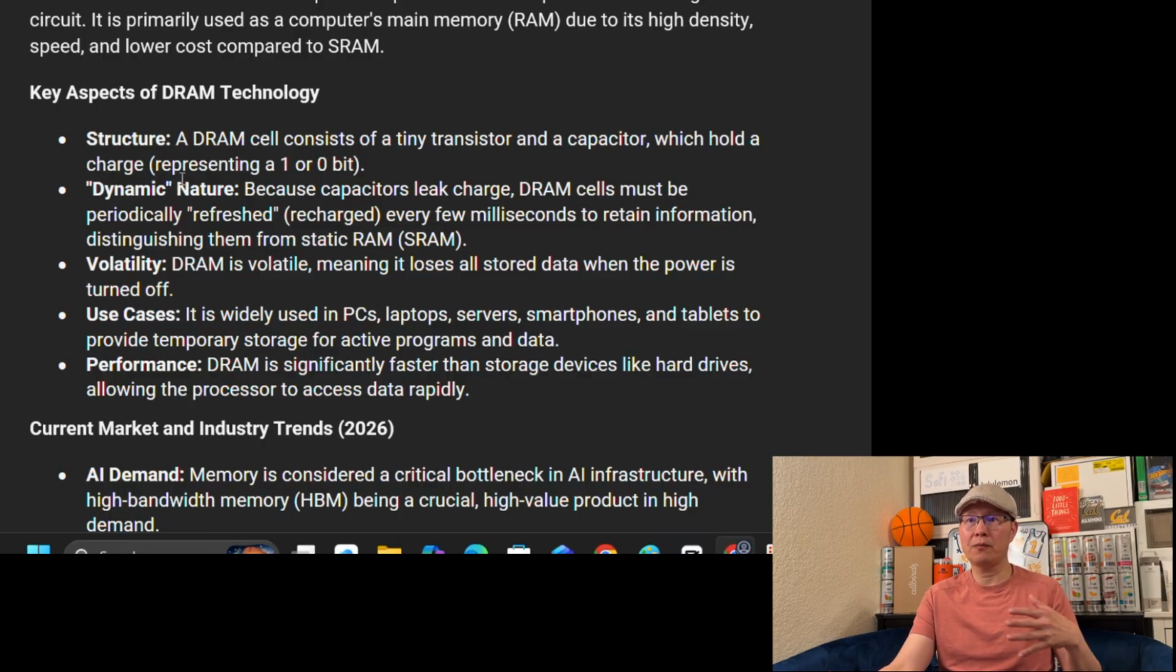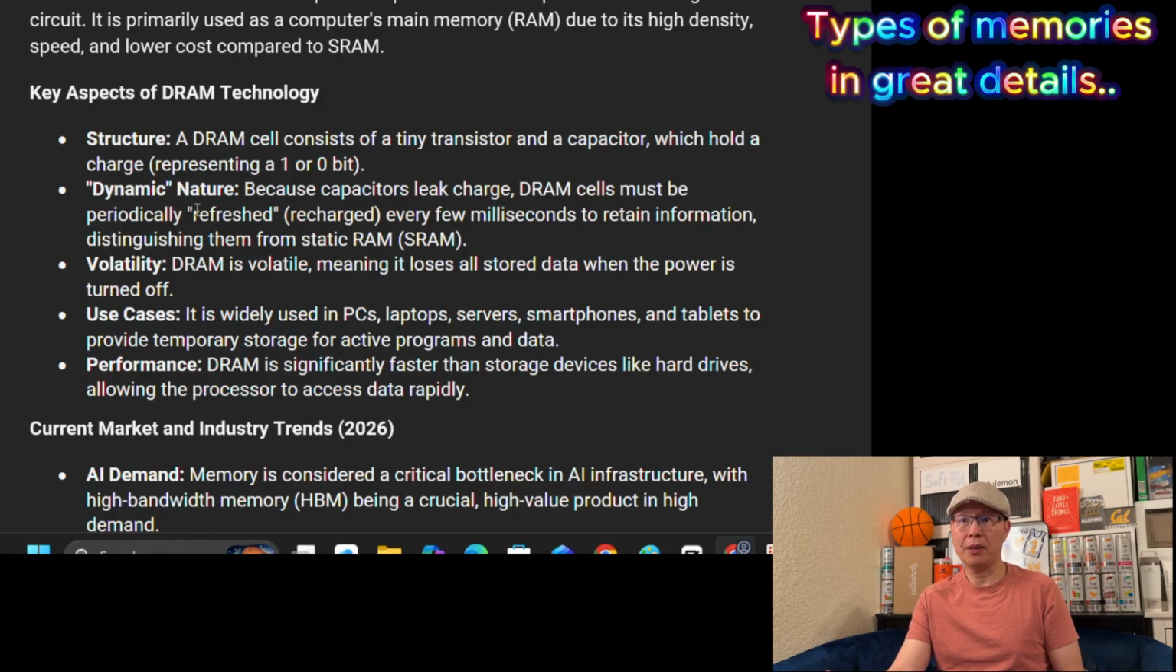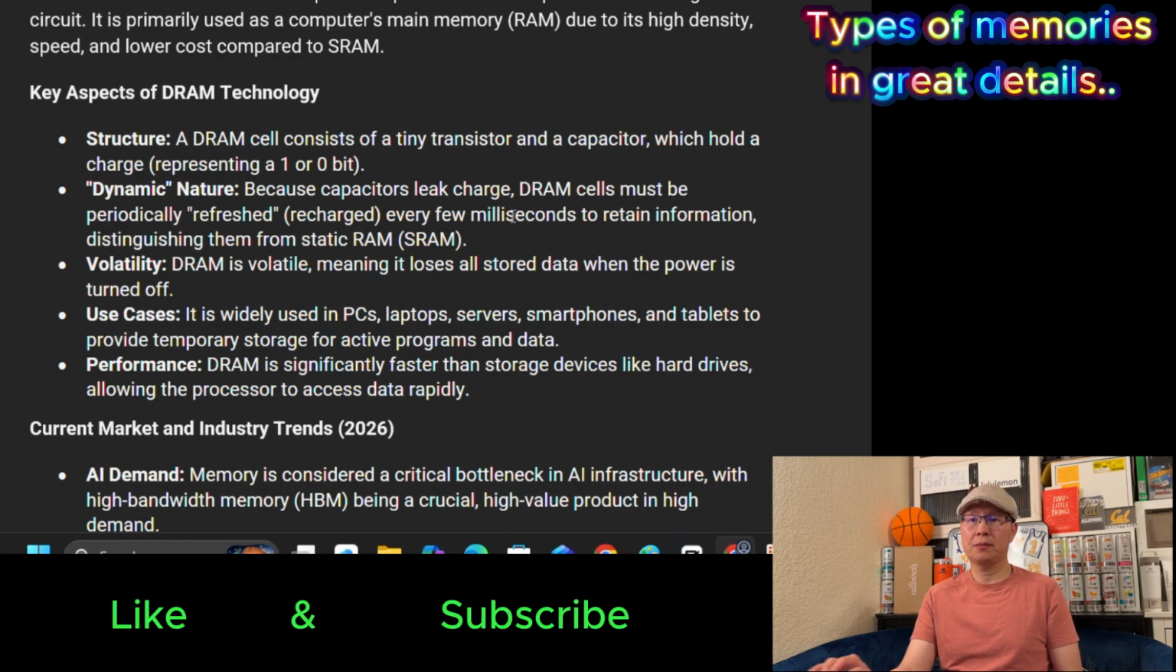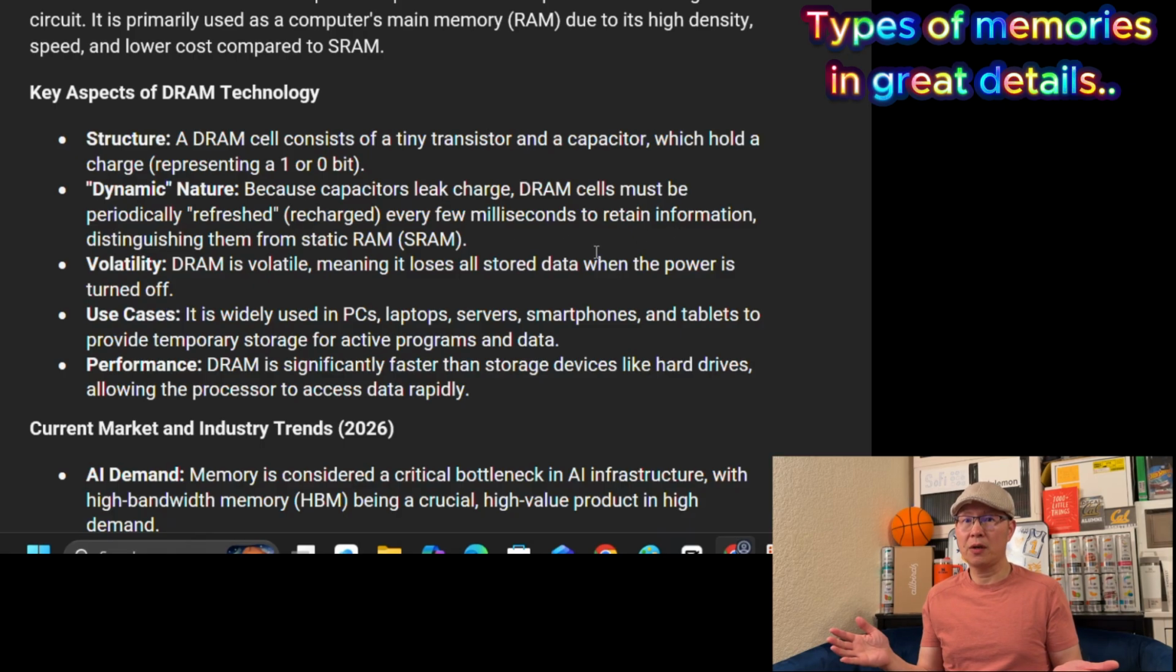But once again, once the power is gone, these charges are gone. So, dynamic nature, because capacitors leak charge. See, capacitors do leak charge. DRAM cells must be periodically refreshed every few milliseconds to retain information. So you have to write every millisecond. You have to write again. So their longevity is not that long.